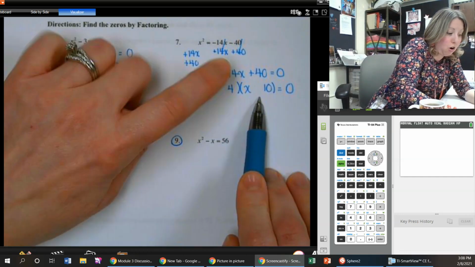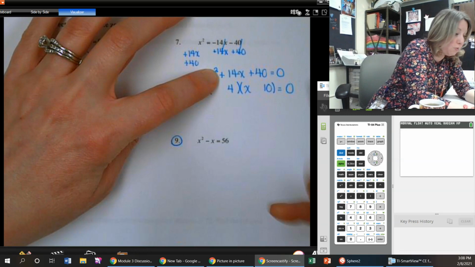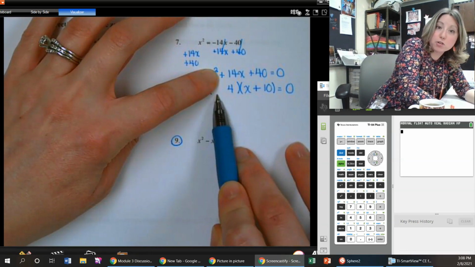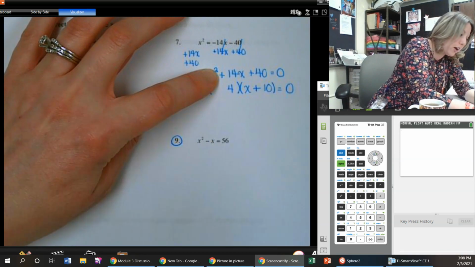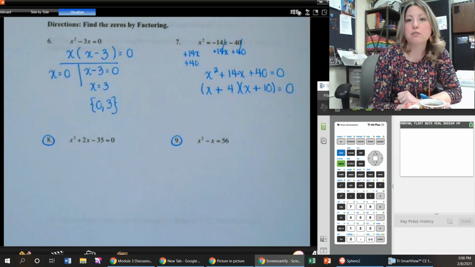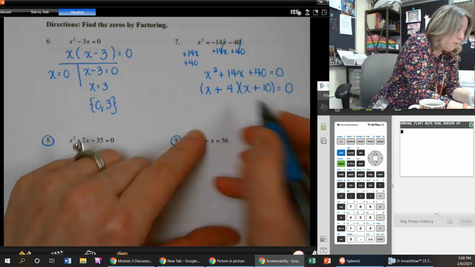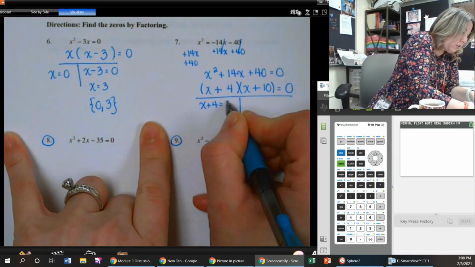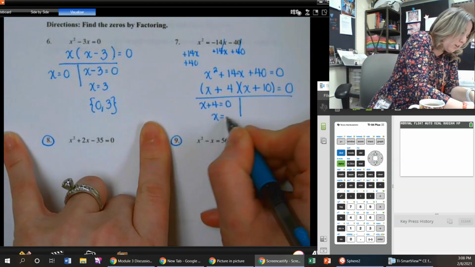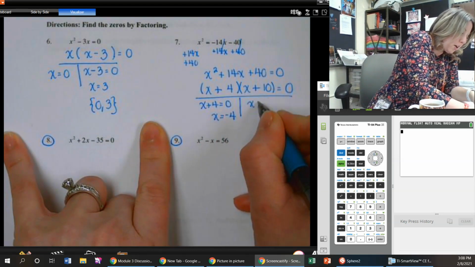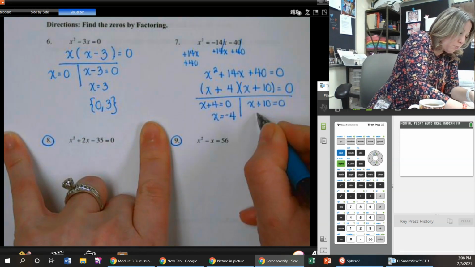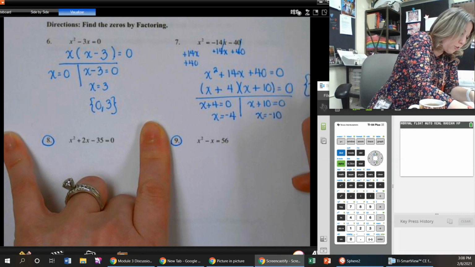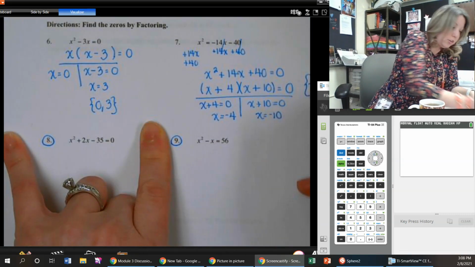The bigger factor always has to match the sign in the middle, so 10 will be positive. But when your n term is positive, these two binomials have the same sign in them. So that also tells me that 4 is positive. And now I t-chart. So now it's x plus 4 equals 0. Subtract that 4 over, you get x equals negative 4. x plus 10 equals 0. Subtract that 10 over, you get x equals negative 10. And I always put them in French curly braces in order lowest to highest.